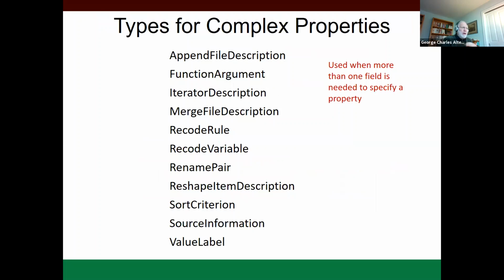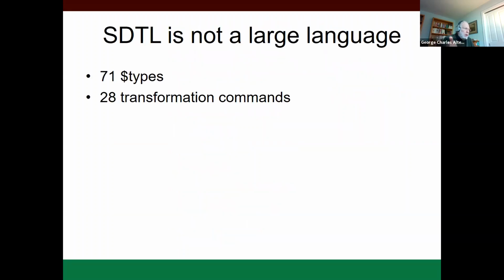Then there are a number of things that are sort of housekeeping things within SDTL that are used when a command or a property is very complicated. So all in all, SDTL has 71 of these language elements, which by my reckoning is not very large. And there are a total of 28 transformation commands in total. So it's not a very large language.